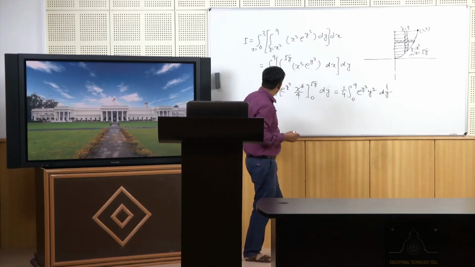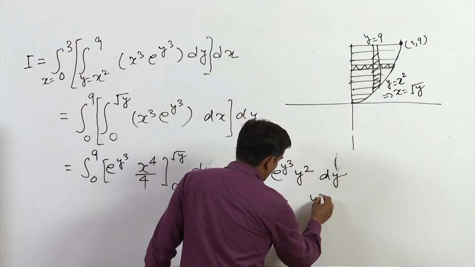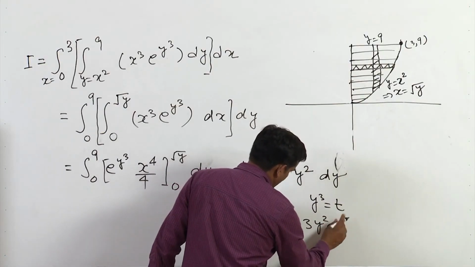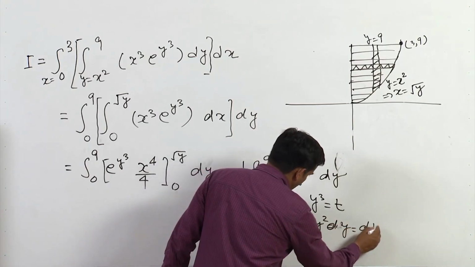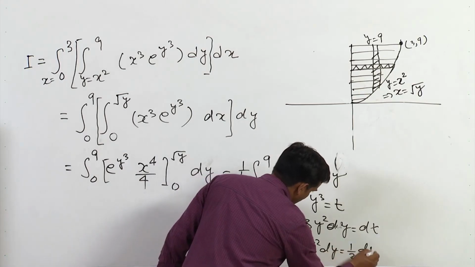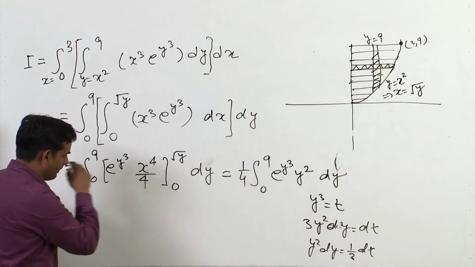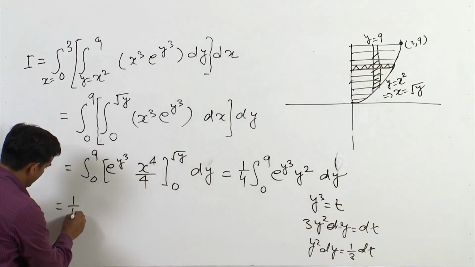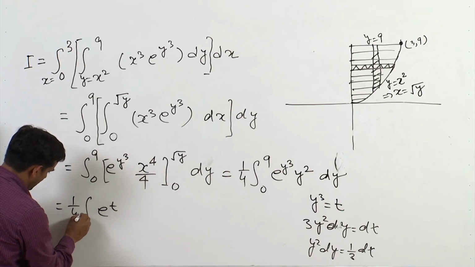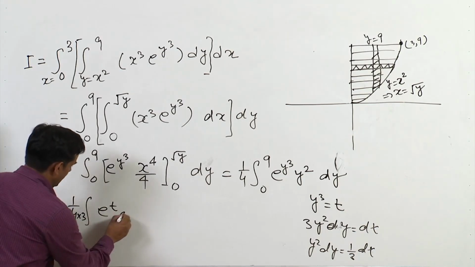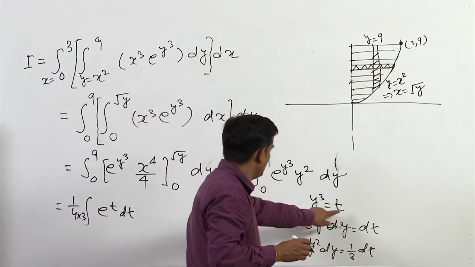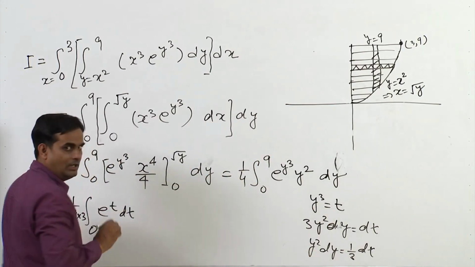Now what will I do? I will take y cube as t. So 3y square dy will become dt, and y square dy will become 1 by 3 dt. After substituting here, it will be 1 by 4, e raised to power t upon 3, so I will take 1 by 3 out, dt. The only thing I need to change is the limits. When y is 0, t is 0, so no change in the lower limit.